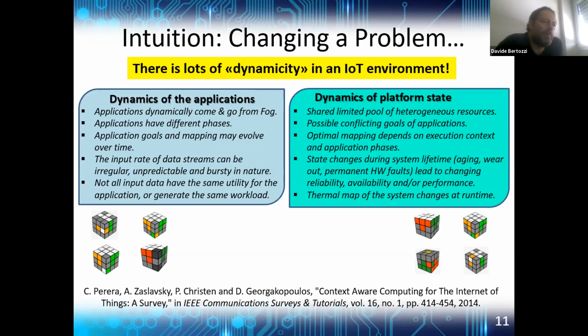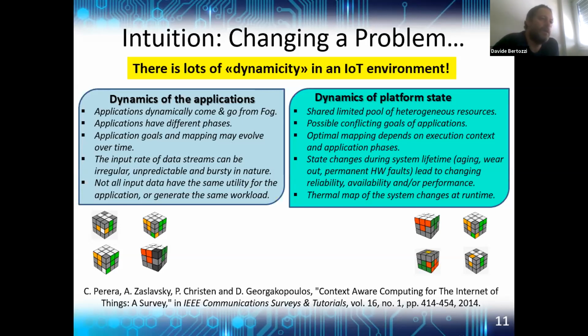We also have dynamics of the platform states. On a fog computing node, we have heterogeneous resources, because today the mainstream computing paradigm consists of heterogeneous parallel computing. And you have several applications that contend to use these resources. And these applications may have conflicting goals that have to be harmonized over time. And the optimal mapping depends on the execution context, how many applications are contending for these resources, and what's the phase of this application, because you can instruct these applications to ask just what they need at a given point in time.